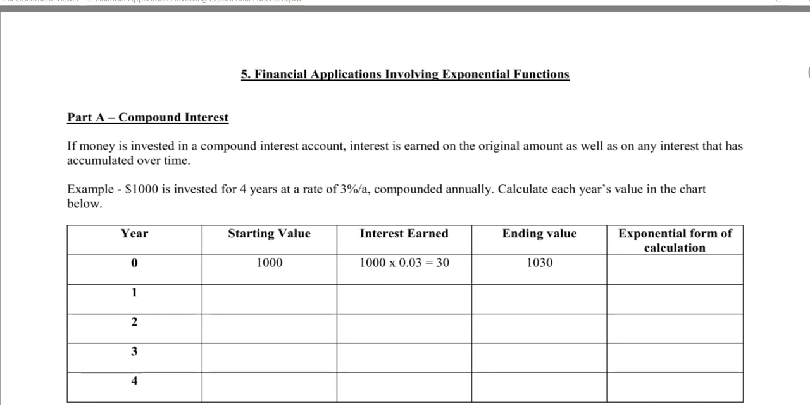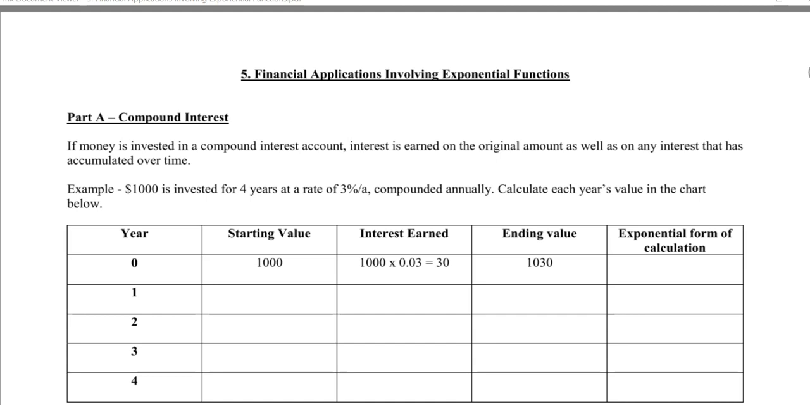So exponential functions. Last thing we're going to look at is financial applications, right? A lot of the applications of exponential functions are population growth or growth in money. So one of the things involving money is compound interest.